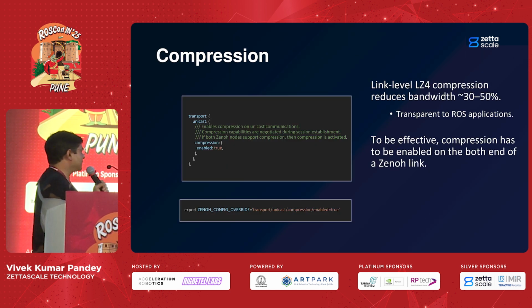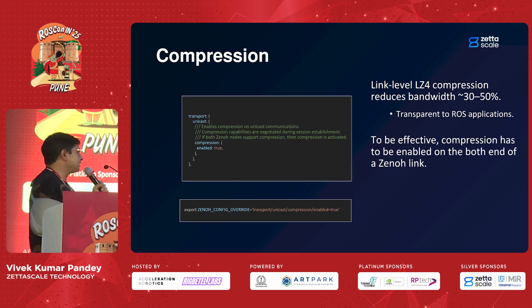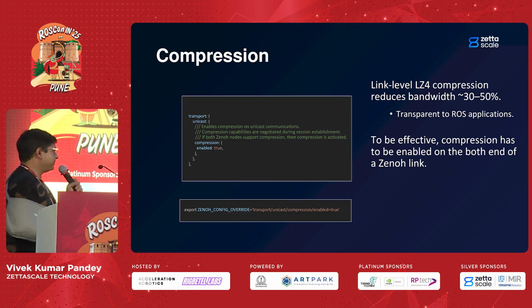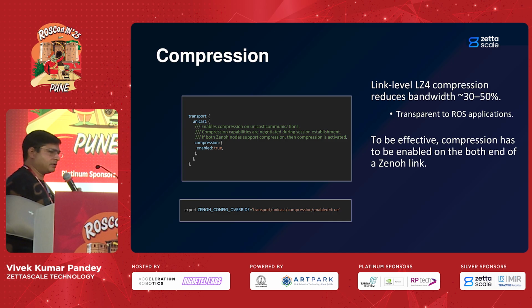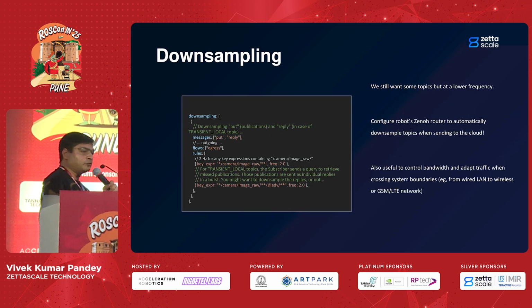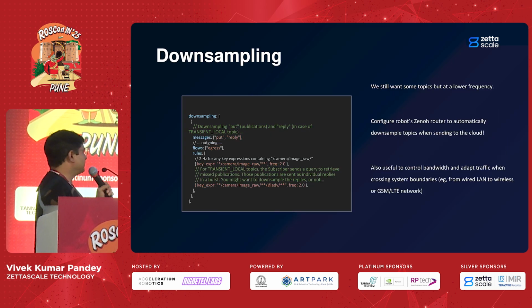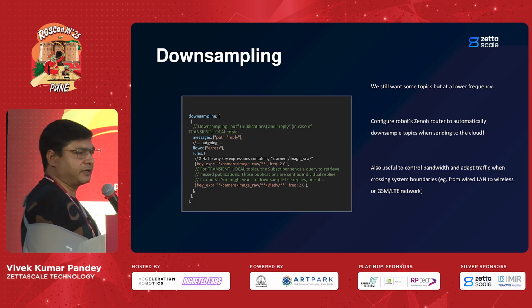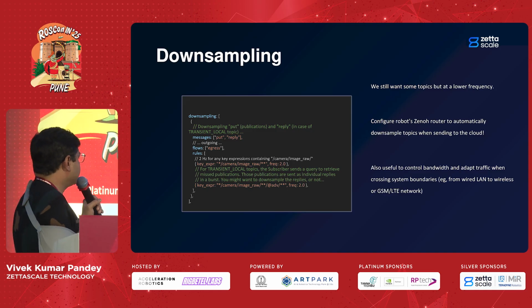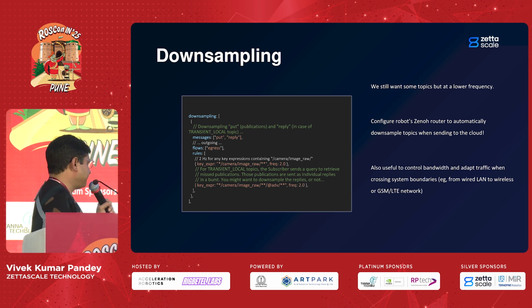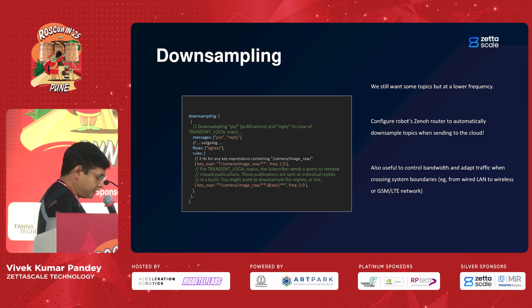You can do compression, because Zenoh provides link-level LZ4 compression, and there is no need to change the code. You only define it in the configuration. You can also do downsampling if you want some topic at a lower frequency. You can see here we have the key expression camera image, and we change the frequency to a given number of Hertz. So you can do that.